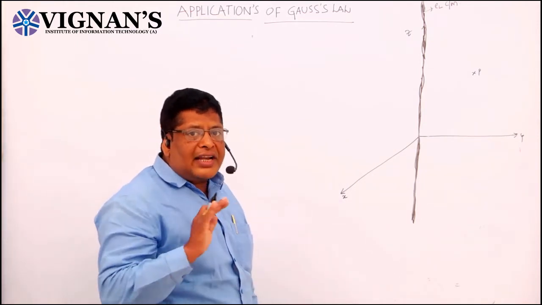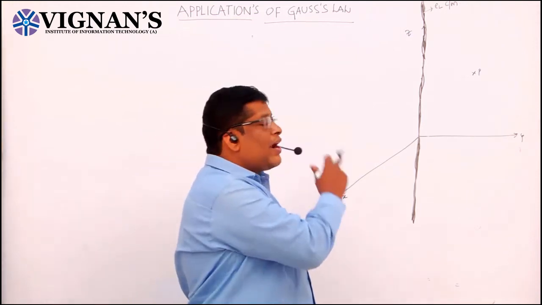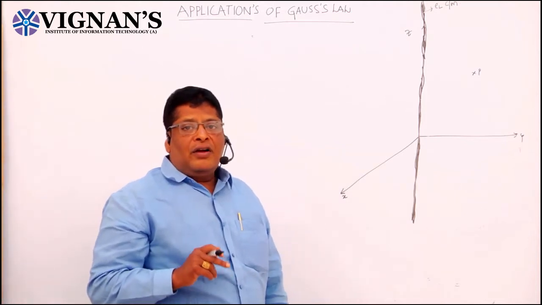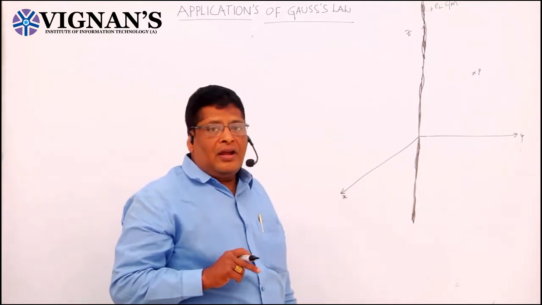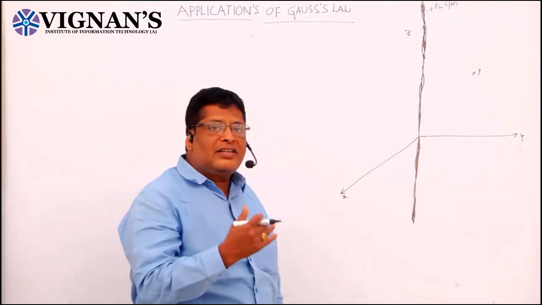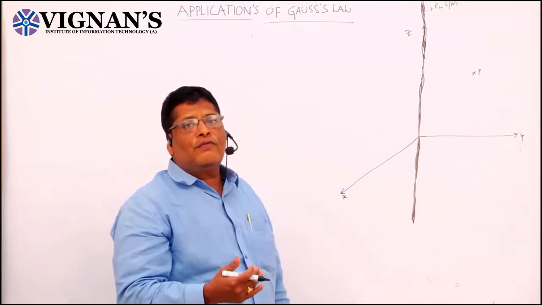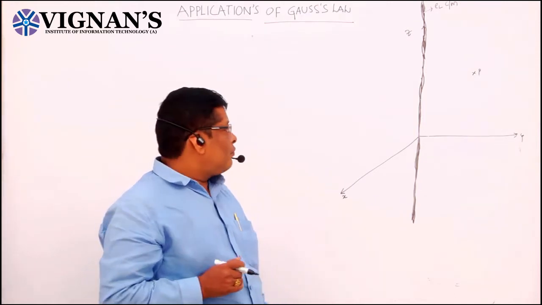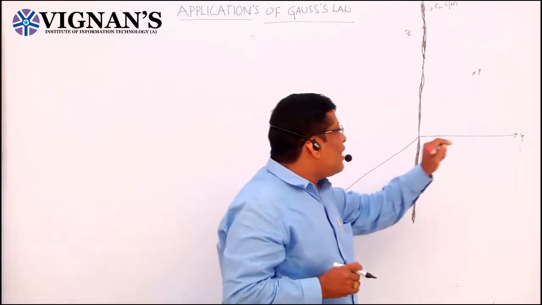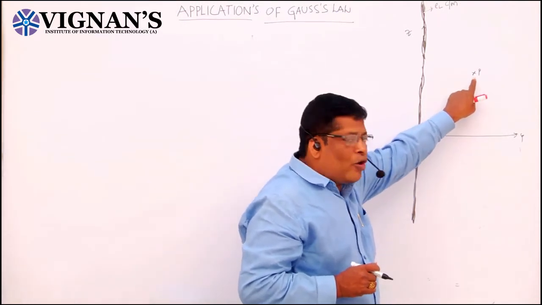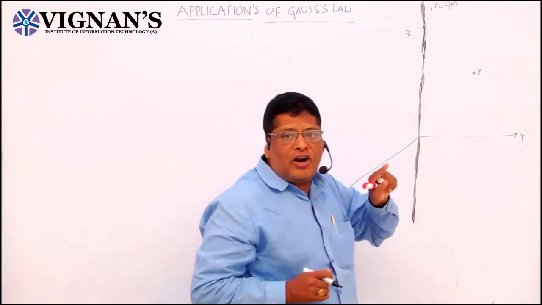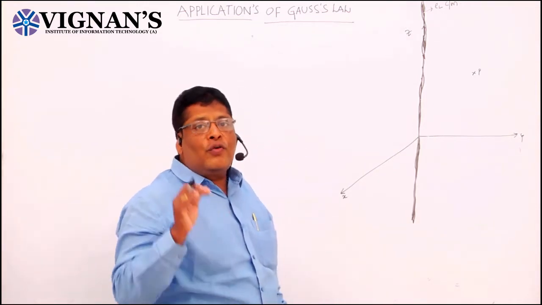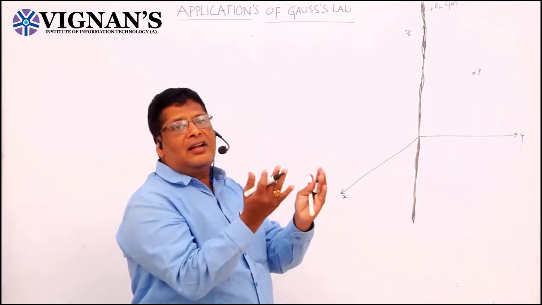We are not directly finding the electric field intensity from the Gauss law. First we find the electric flux density at a point P. Already we know the relation between the flux density and electric field intensity. Once we know the flux density, from that we calculate the electric field intensity. So to find the flux density at this point, we have to take the Gaussian surface. Here, the Gaussian surface we have taken is a closed cylinder.